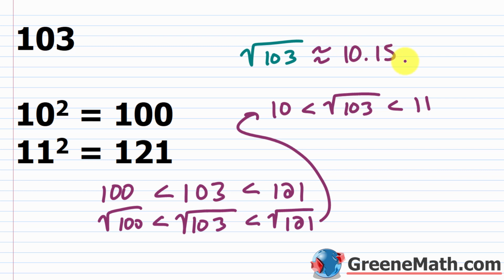So we haven't talked about decimals. We haven't talked about rounding decimals. Just trust me for right now that this is the answer. So it's about 10.15. You can see that that would be greater than 10 and less than 11, but you really don't need any knowledge of decimals.